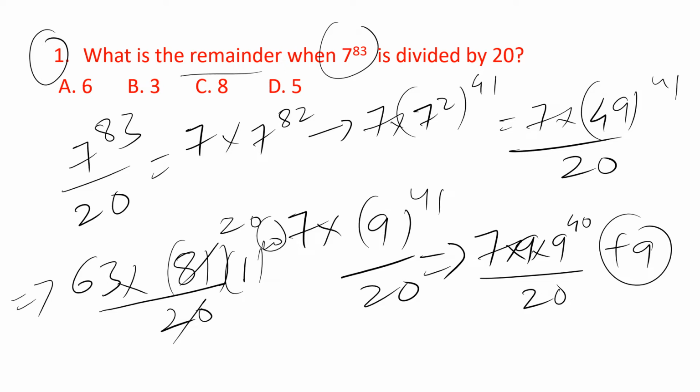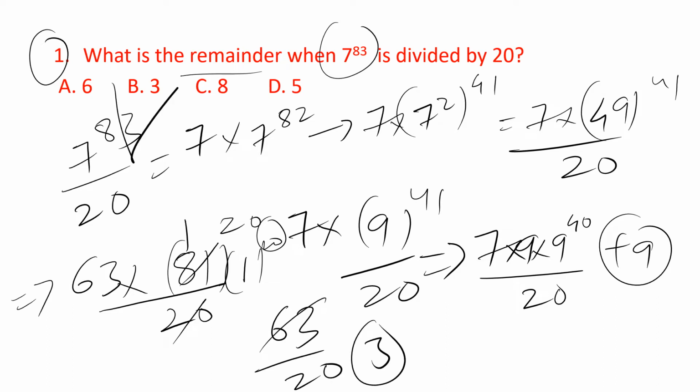1 power 20 remains always 1. Here the remainder is 1, and 1 into 63 is left. 63 when divided by 20, the remainder is 3. So the final answer is option B, guys, 3.